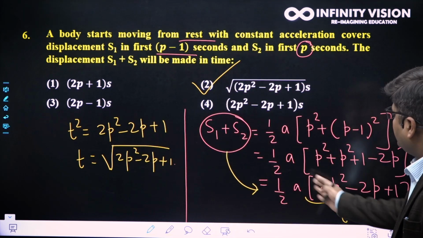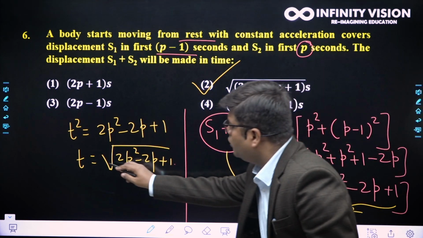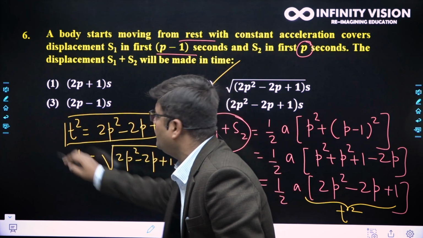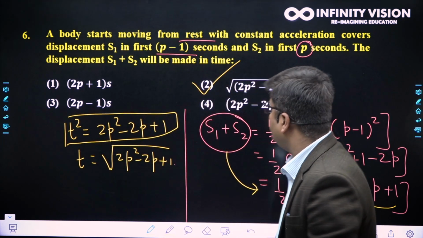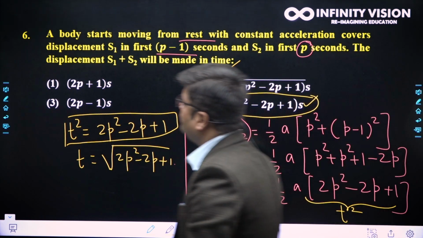The one mistake that students basically make is that they don't keep the square root. They simply think that this is the required time. This is a mistake which is committed, and that option is also given in the question. So we have to be very careful about such silly mistakes.